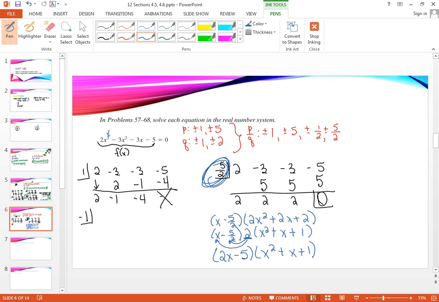Now again, we're just after the solutions, the places where this equals 0. We've already got the x equals 5 halves from the first binomial. Whether the 2's in it or not, we get the same thing. So if we're going to have any others, it's going to come from x squared plus x plus 1 equals 0. So you may factor it, complete the square or use the quadratic formula.